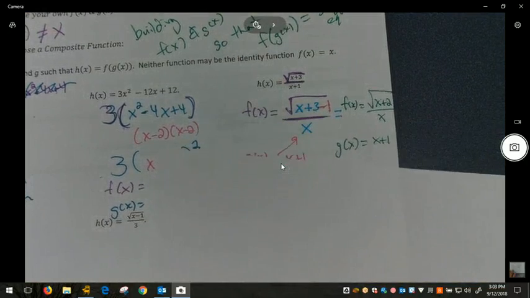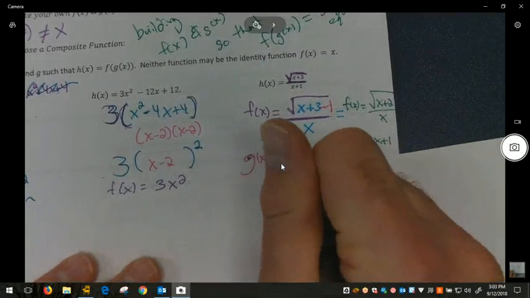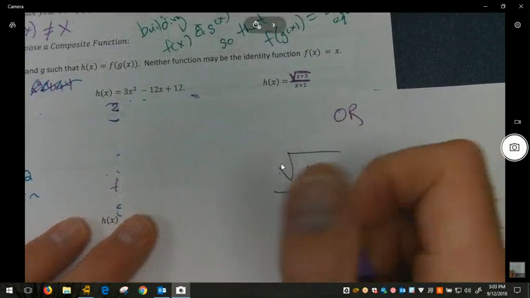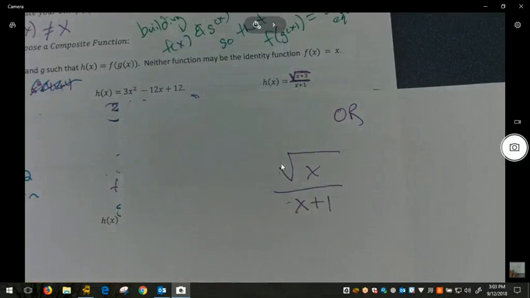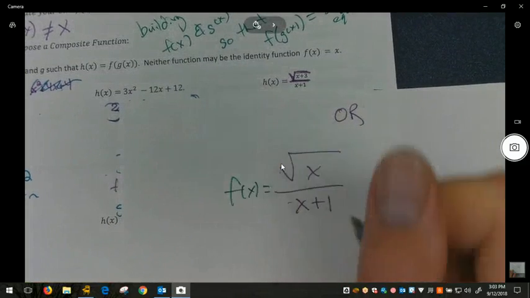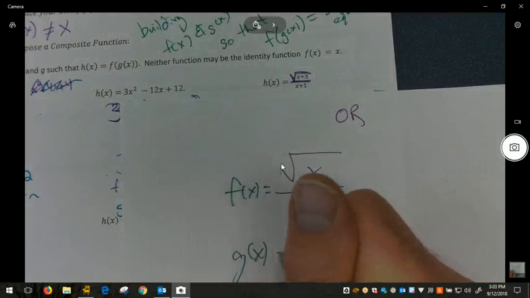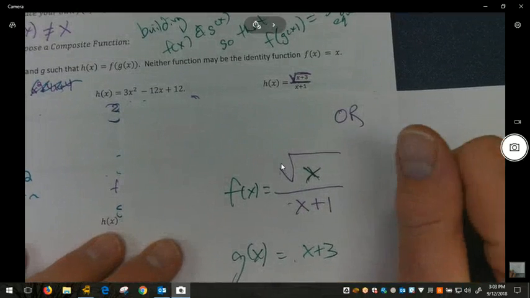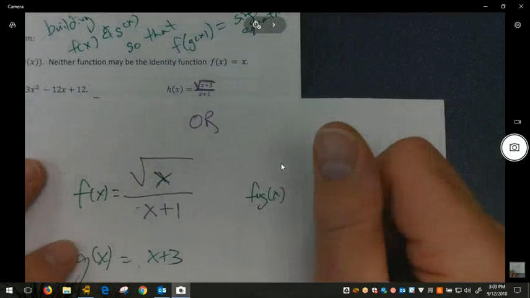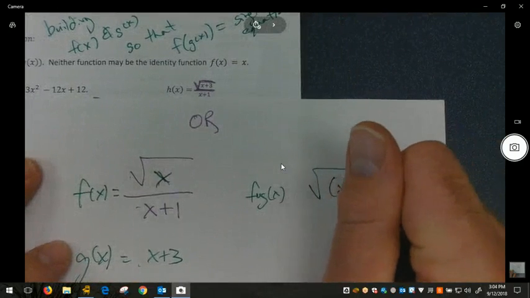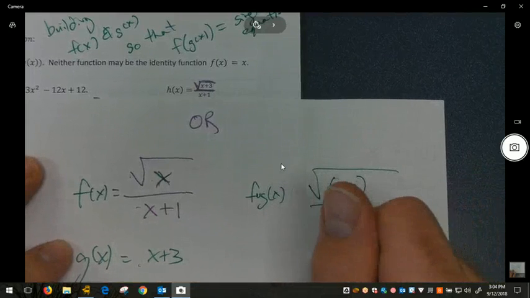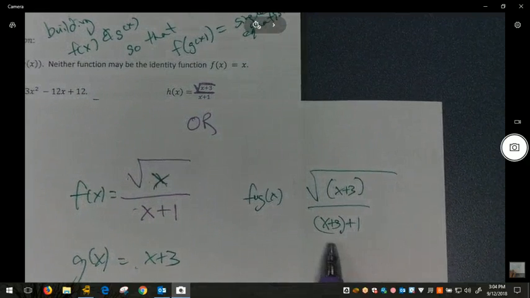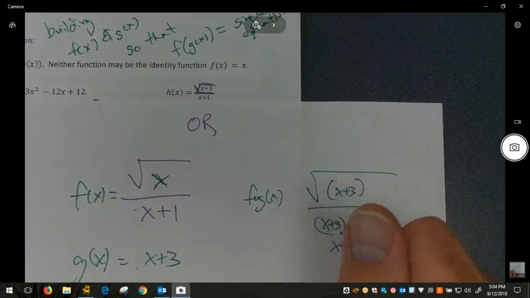An alternate way to have done this problem, I could do it a different way. I could have said, let's make this x and lock this denominator. In this case, if this is my f of x, then what I want to plug in here for g of x is x plus 3. So as I do f of g of x, I have the square root of x plus 3, yay, that's exactly what I want, over x plus 3 plus 1. The problem now being that down here I have x plus 4, which is not what I want.